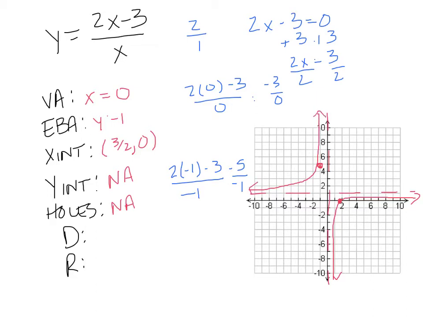Domain and range, again, we're going to go everything but those asymptotes. Same for the range. And we're done. We found all of the critical information about our rational, and we graphed it.